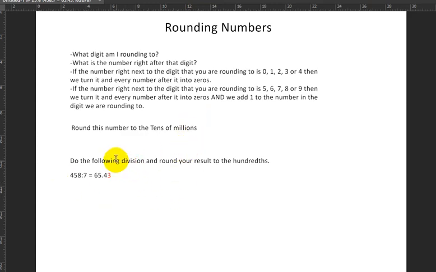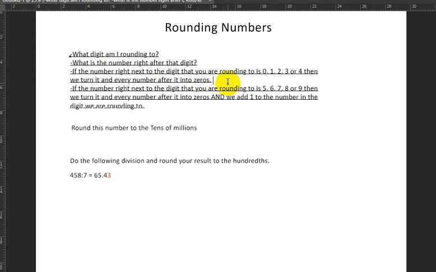Rounding, again, is basically a trade-off for accuracy. It makes the number easier to write and manage and calculate with, but it's less accurate. And the more you round, the less accurate it becomes. Again, this, where we just make everything 0 and do nothing else, is called rounding down. And this is called rounding up.